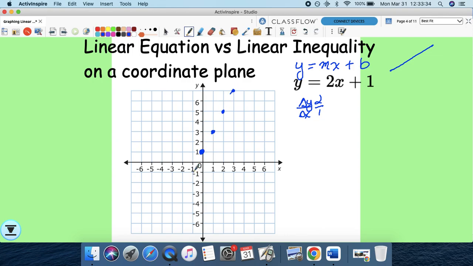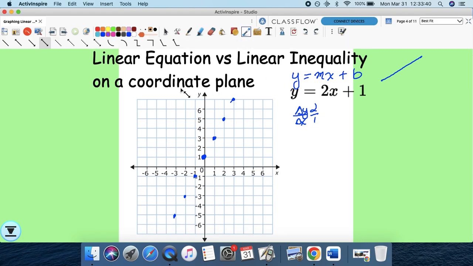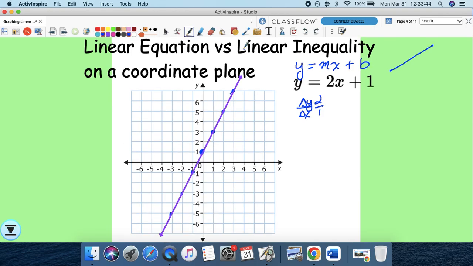So that gives us the points on the line that we're about to draw, and in this case, that's what it looks like. And the solution to this equation, y equals 2x plus 1, is any point on that line.